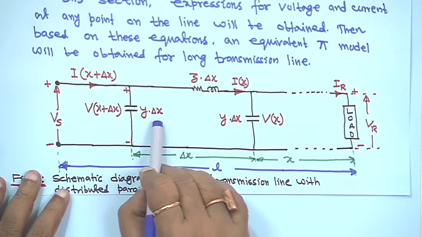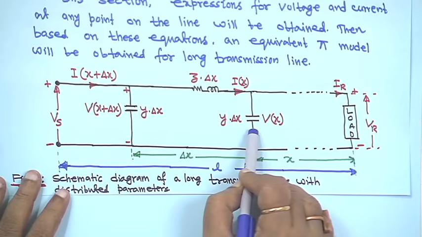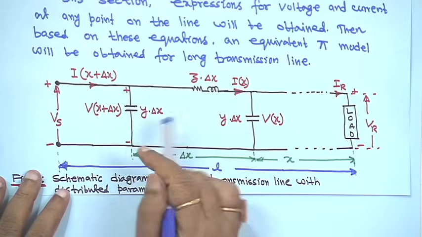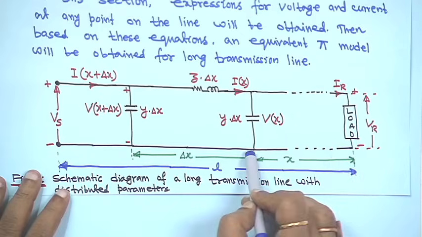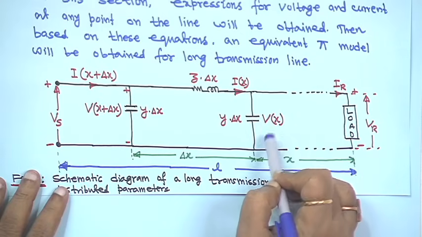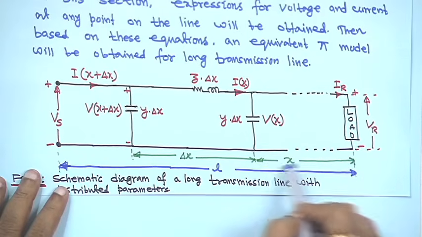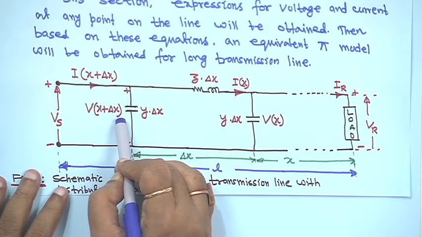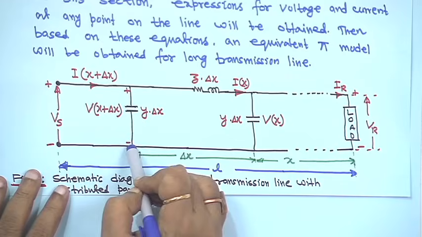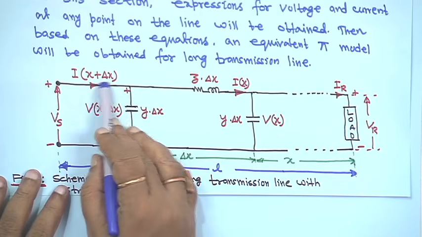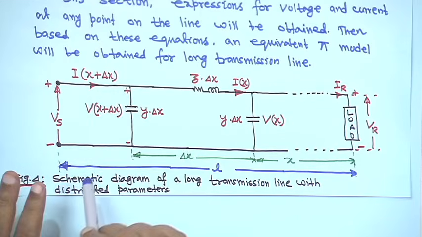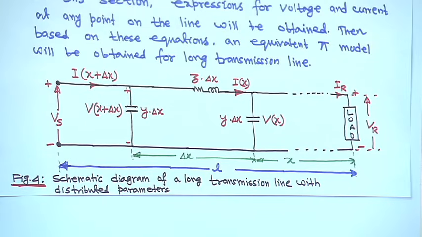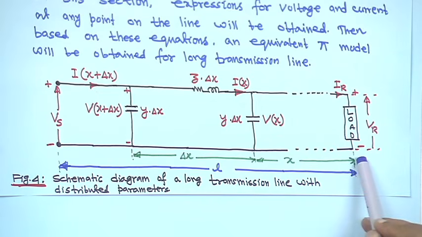So, this small y into delta x, that means the small increment we have taken in the pi model. At a distance x the voltage is V x, a phasor quantity, and at a distance x plus delta x this voltage is V x plus delta x, and the current here is I x plus delta x. If this is understandable to you, then everything is understandable. That means length will be measured from the receiving end.